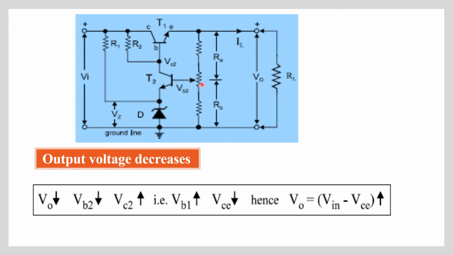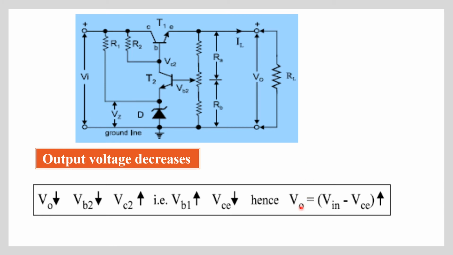the base voltage at transistor T2 decreases, that is the feedback voltage decreases, causing an increase in the collector voltage of transistor T2, and this is connected to the base of transistor T1. So the base voltage of transistor T1 increases and in turn causes a decrease in the collector emitter voltage of transistor T1. So the voltage across the collector emitter decreases.